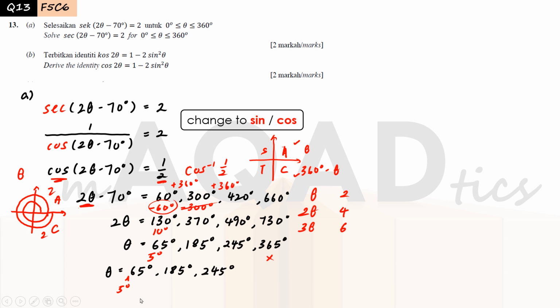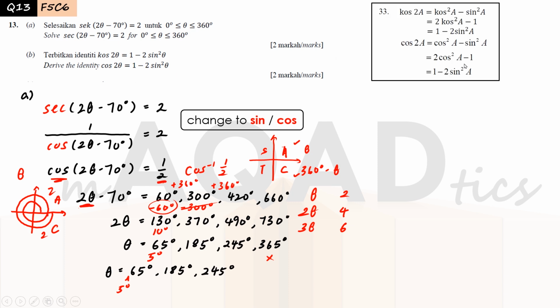Alright? So now let's go to part B. So we need to derive the identity of this trigo equation. Okay, which means we need to prove this equation. Okay, so if you realize this equation is actually one of the formulas in the formula sheet, which is this one. Okay, so they're telling us to prove a formula from the formula sheet.